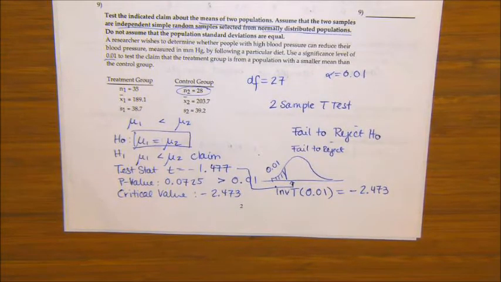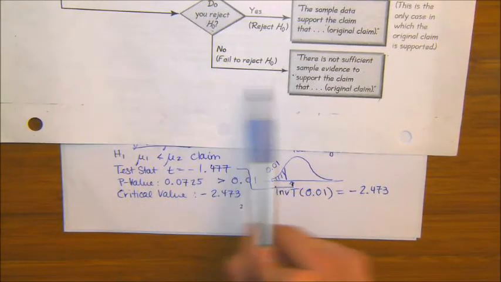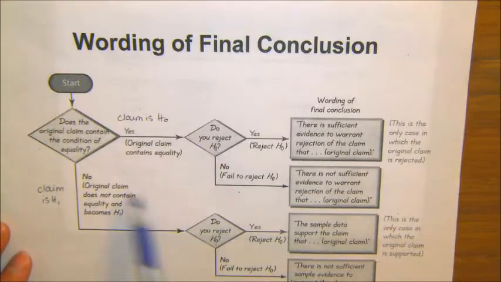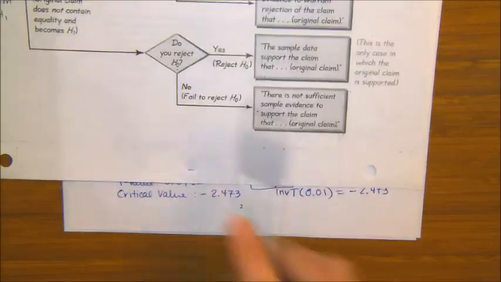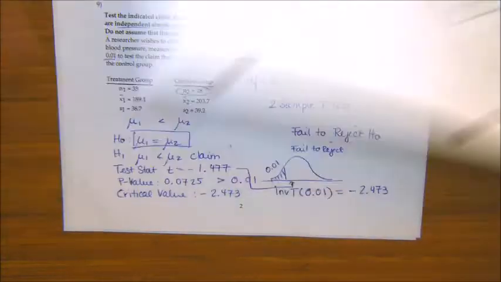All right, then we look at our wording. I want to go over our wording sheet. So did the original claim include the equality? No, our claim did not include equality, so we say no to that. Did we reject the null? No, we failed to reject it. So here's the wording. No, it did not include it. We failed to reject it. So our wording is there's not sufficient sample evidence to support the claim.